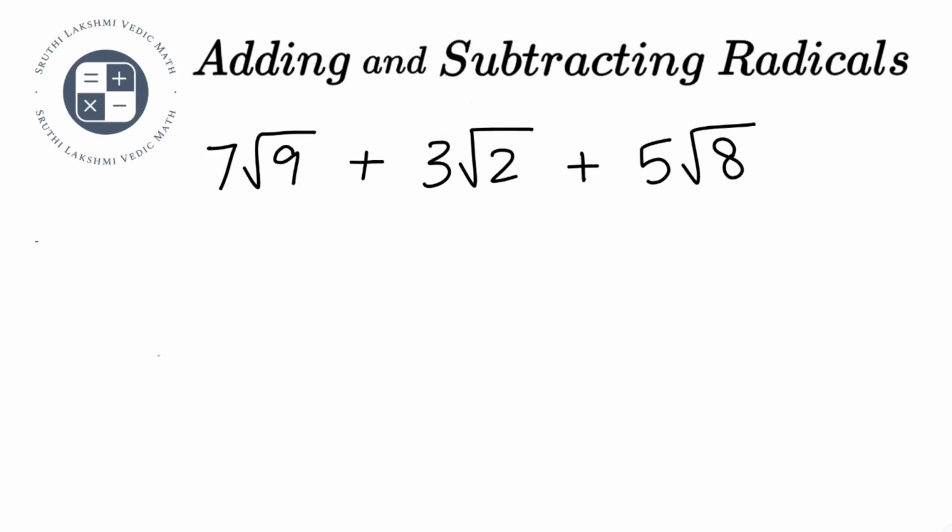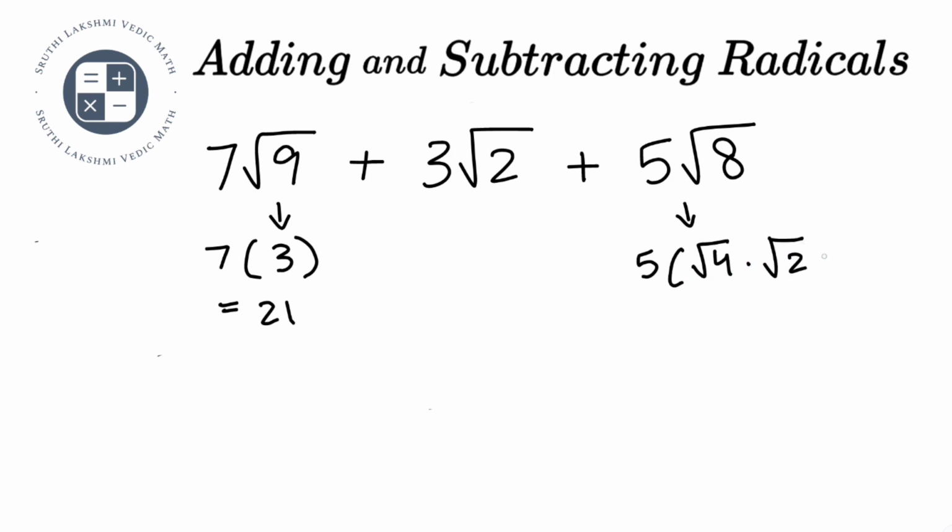Let's look at 7 root 9 plus 3 root 2 plus 5 root 8. First, let's go ahead and simplify root 9. Root 9 equals 3. So 7 times 3. This equals 21. Now 3 root 2 can't be simplified any further, so we'll leave it as it is. 5 root 8 can be simplified. We can write it as 5 times root 4 times root 2. Now root 4 equals 2. 5 times 2 is 10, so 10 root 2.